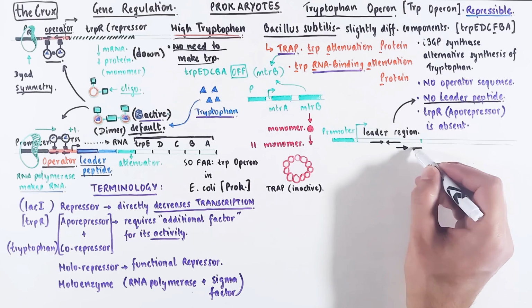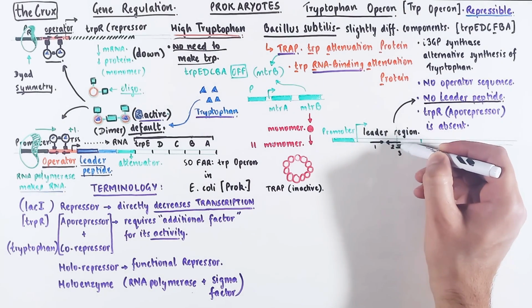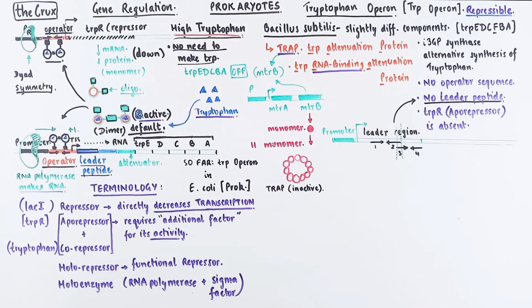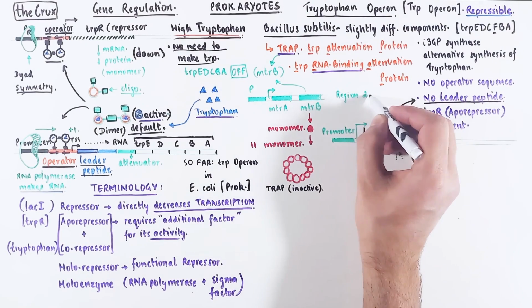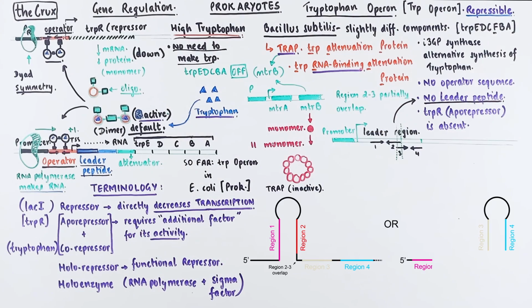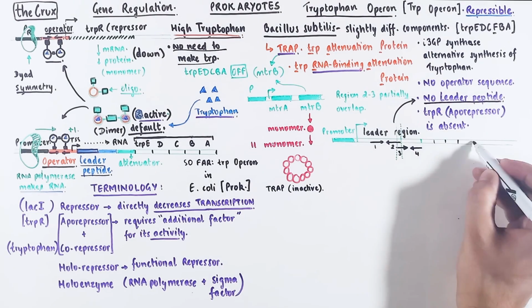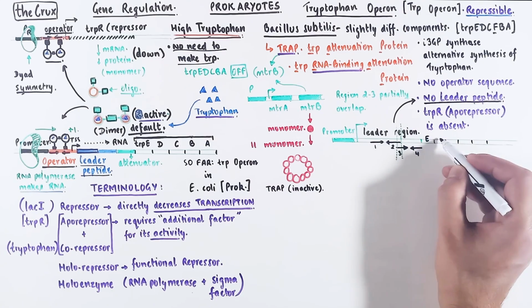But there are 4 regions that have the potential to form hairpin structures, like we have already seen in E. coli. The difference here is that regions 2 and 3 partially overlap. The organization is such that region 1 and 2 can form a hairpin, and regions 3 and 4 form another hairpin. Regions 2 and 3 cannot, however, form any hairpin. This is in contrast to the structure that we have seen in E. coli. Anyways, following this leader, you have the E, D, C, F, B, and A genes that are involved in the tryptophan synthesis.